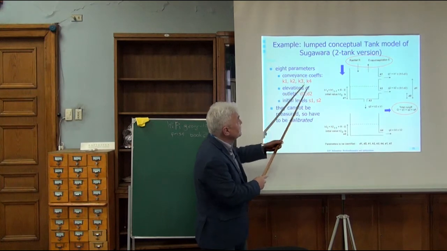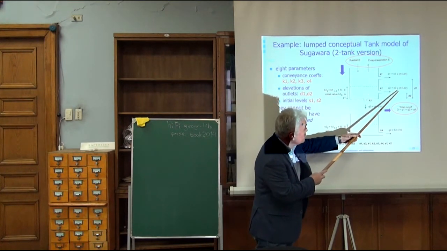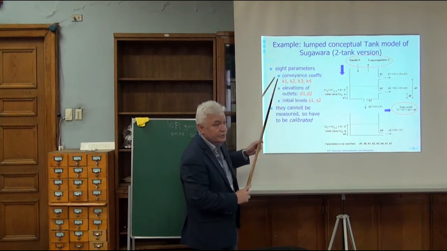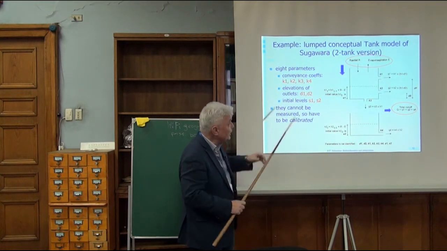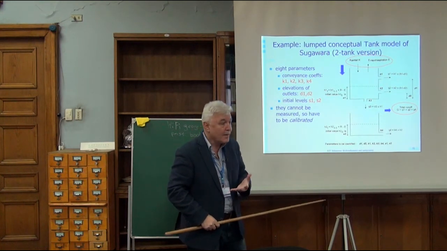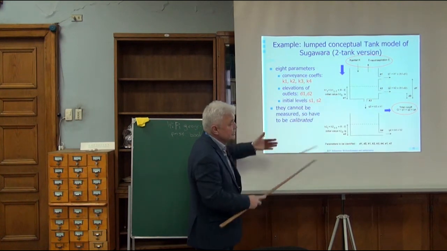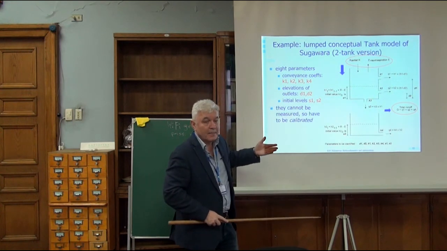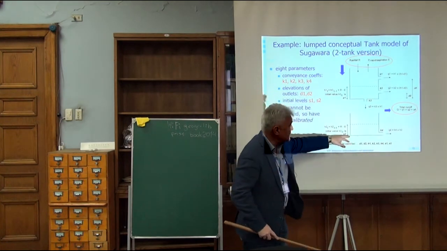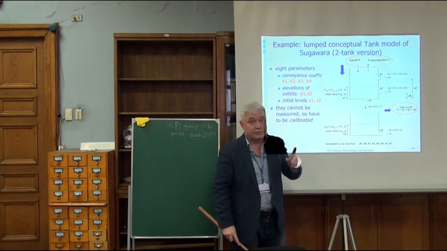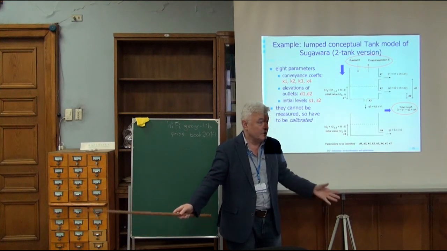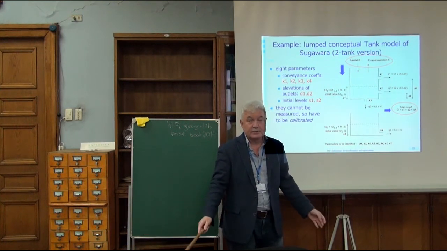So first, conveyance coefficients, which are here, coefficients of proportionality K1, K2, K3, K4. See these coefficients? They indicate properties of soil. In fact, initial levels, these are initial conditions, are also unknown. We don't know them. And again, this simple reservoir represents the whole catchment. It could be several square kilometers, could be several thousand square kilometers.